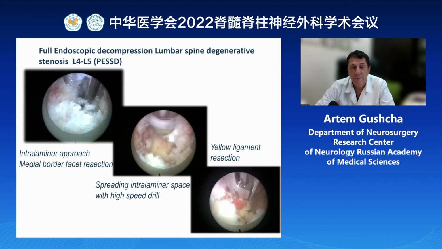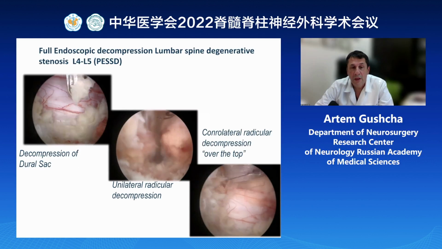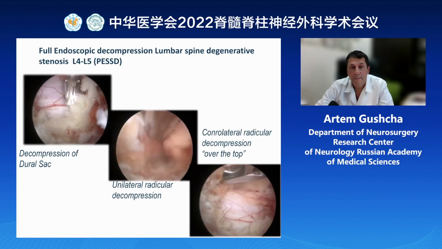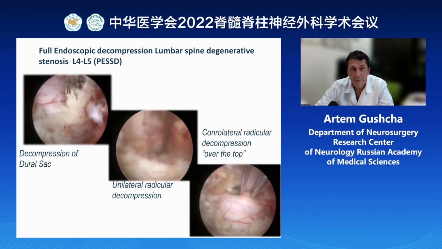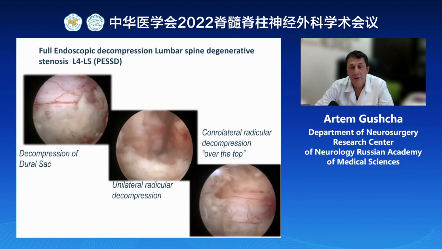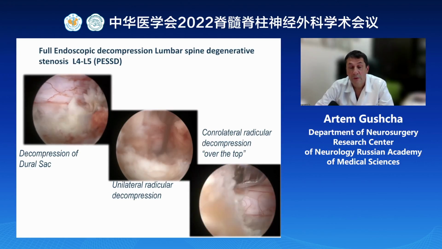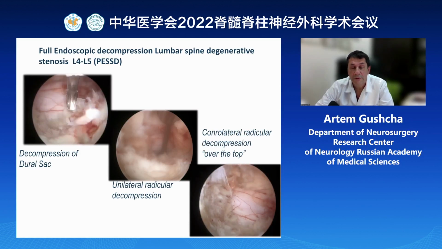We start with the intralaminar approach and the resection of facets. Then we spread the intralaminar space with a high-speed drill, and then start resection of the ligaments. It's always starting with the yellow ligaments in the central part of the sac, the cover of the central part of the sac. Then we do the decompression of the yellow ligament for the unilateral side of the spinal canal.